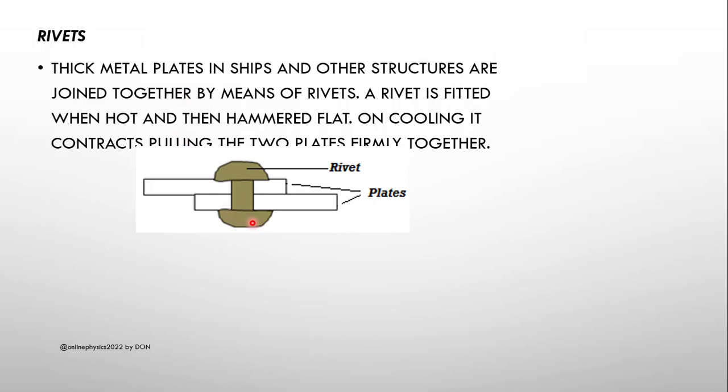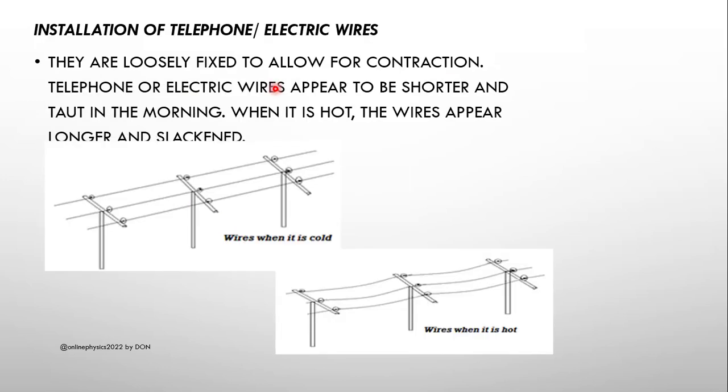So for students, you can actually check even your seats, fixing those backrests. You can see they have used rivets, two plates which have been tightly held together by a rivet. So it works through the principle of expansion and contraction.